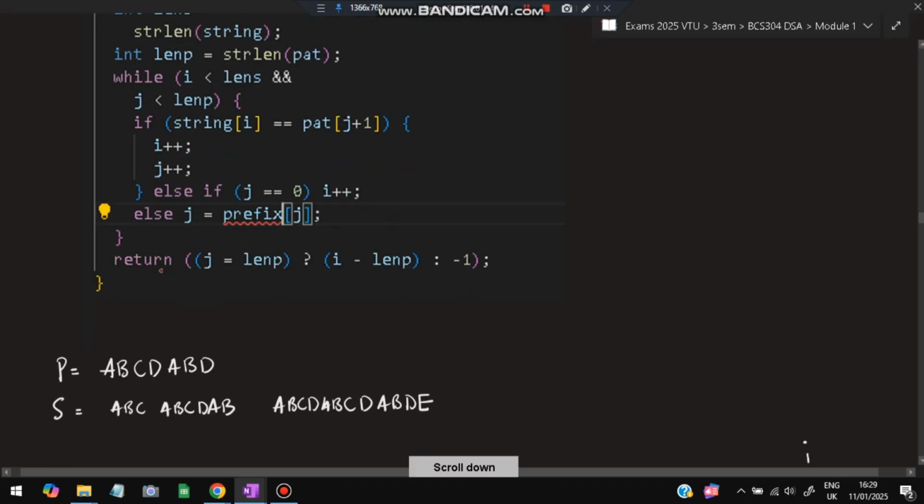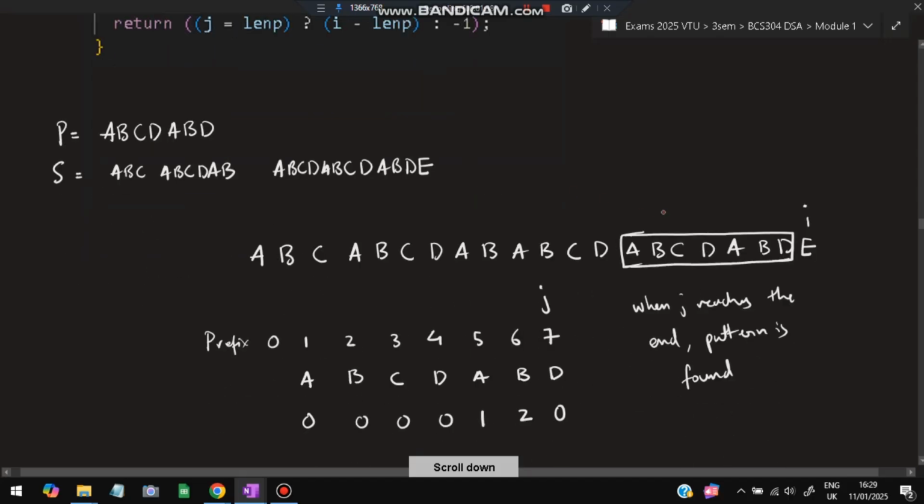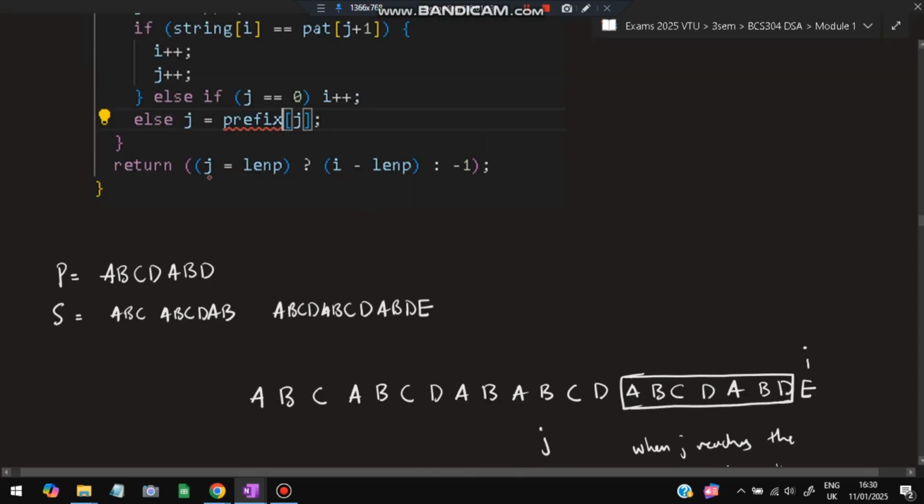Okay, next, if j is equal to length p, what does that mean? The length of p is 8 here, and the index value present here is 7, so according to different indexes, if we do it in the computer, it will be starting from 1, 2, 3 like that, so the length will be same here. So in that case, if j is equal to length of p, that means you have reached the actual pattern and the pattern is found.